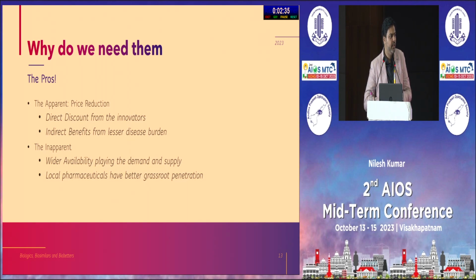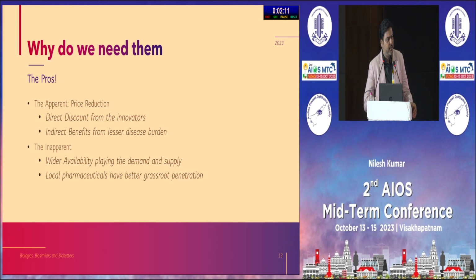As we can see, we must have noticed all these innovator companies who were not budging their prices are now coming with various schemes. Buy two, get one free, or buy three, get the fourth and fifth free. Nothing was there till the biosimilar came. So that is the direct price benefit, and the indirect benefit is from the lesser disease burden. So socio-economically, the patient is growing, the disease burden is less.